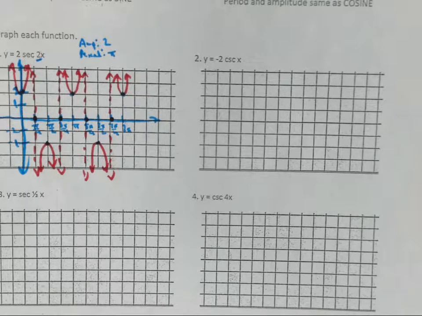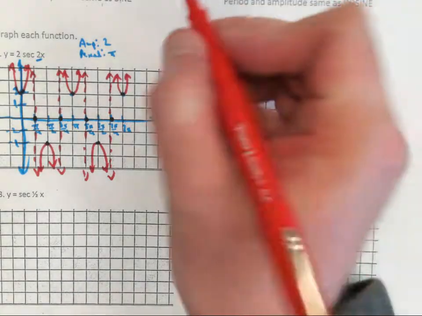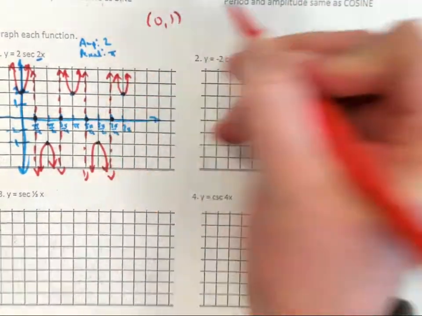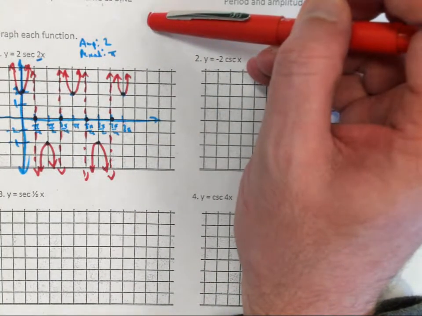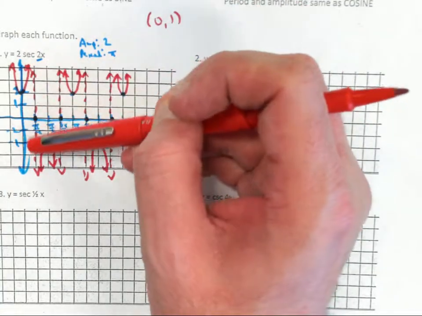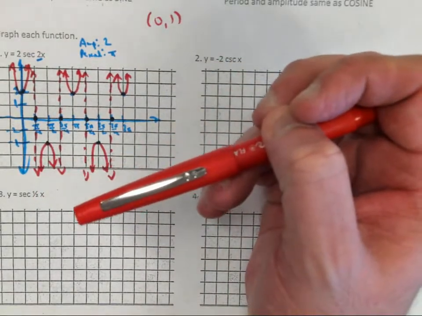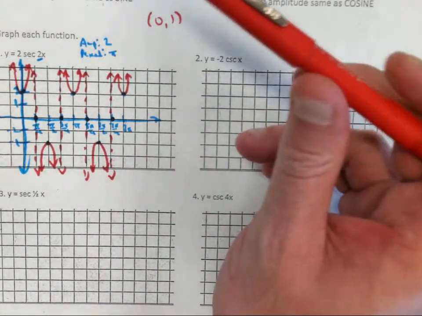Okay, let's look at one and see why it is what it is. If I took pi over 4 and plugged it into x, what's 2 times pi over 4? Pi over 2. Think about secant. The ordered pair for pi over 2 is 0, 1, isn't it? Secant is the reciprocal of cosine. Well, 1 over 0 is undefined, isn't it? That's why there's an asymptote at pi over 4. So you took these numbers and plugged them in. That's why the asymptotes are there.